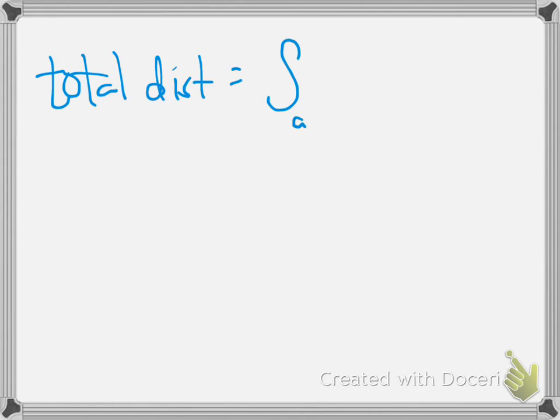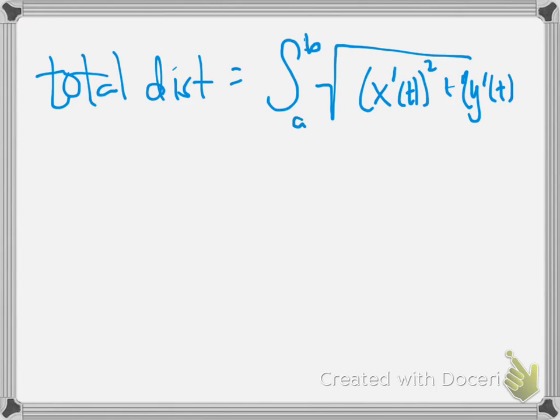And so our total distance, just to remind you of this, is going to be the definite integral from A to B of the square root of x prime of t quantity squared plus y prime of t quantity squared, with respect to t. That dt is on the outside of the square root symbol. Apologize for the sloppiness of that a little bit.